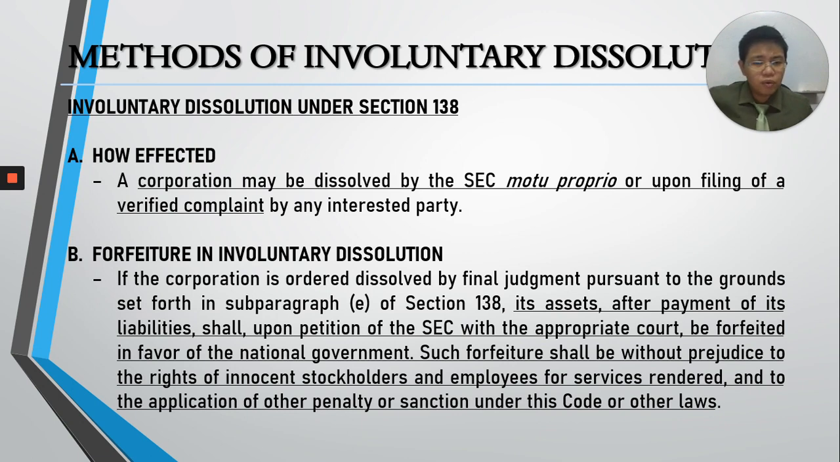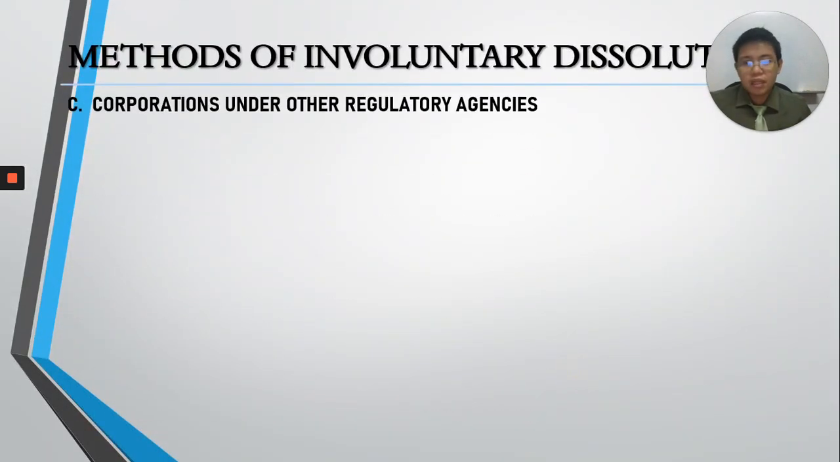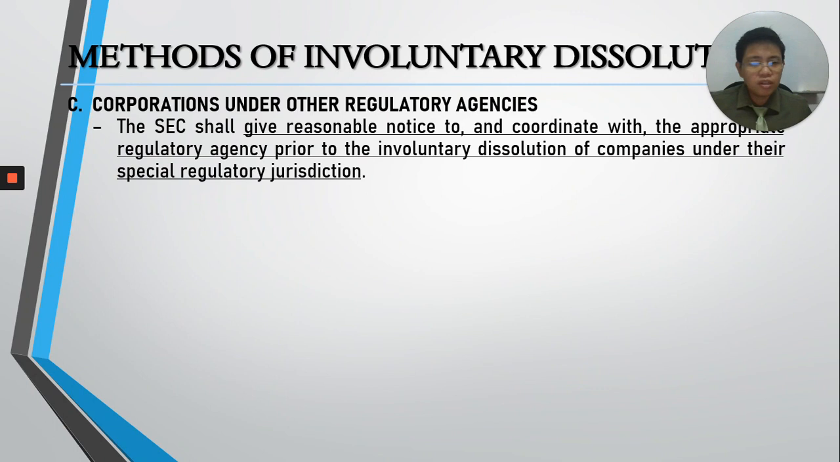Anyway, the assets of the corporation ngayon will be forfeited in favor of the national government. Imbis na ibalik sa mga guilty directors, trustees, officers, stockholders, members, it will be forfeited in favor of the national government. Yan. What else? Corporations under regulatory agencies. So, obviously, SEC will also coordinate with the appropriate regulatory agency before the involuntary dissolution of the corporations under Section 138.